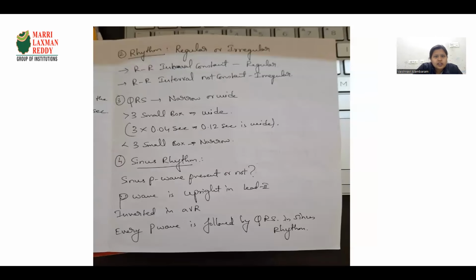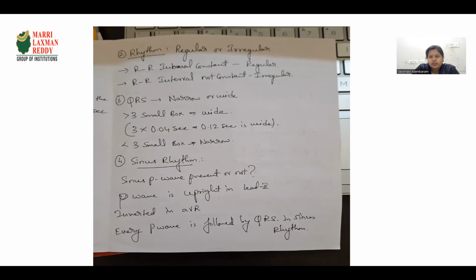Coming to the rhythm, that is whether it is regular or irregular. The RR interval, whether it is constant or not constant, determines the regular or irregular rhythm of the heart rate. In the rhythm strip, we are going to check for this. If it is constant, then it is regular. If it is not constant, changing, it is irregular.